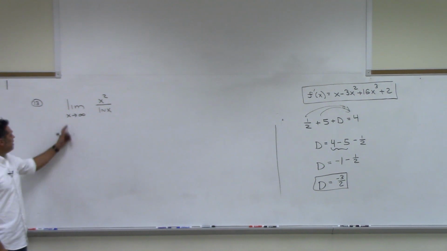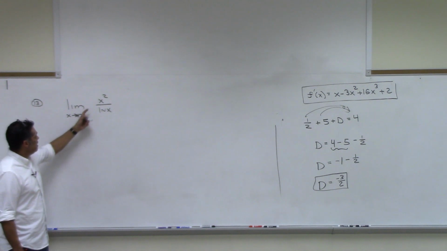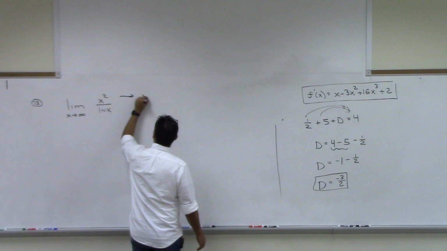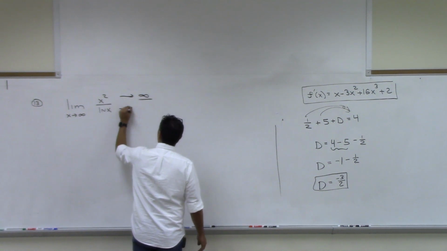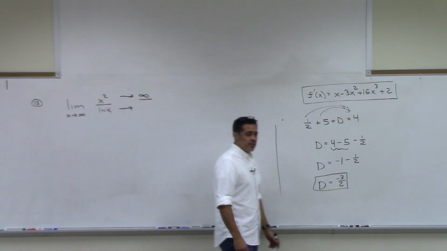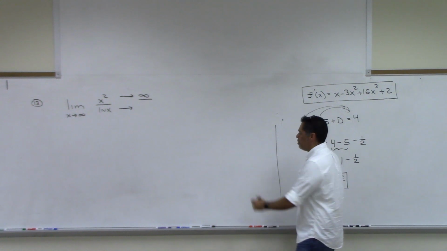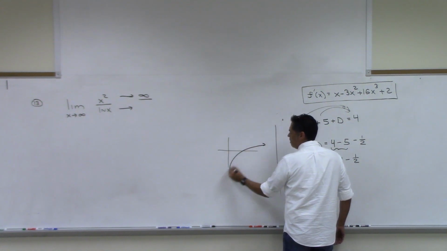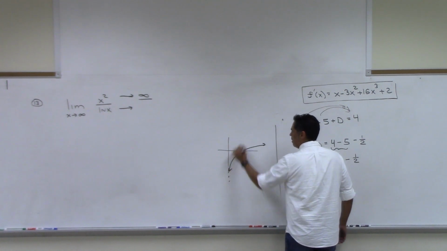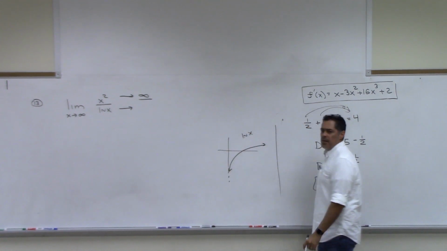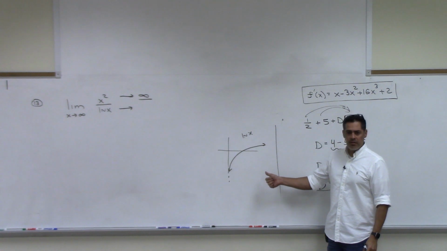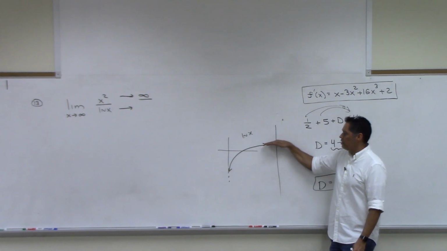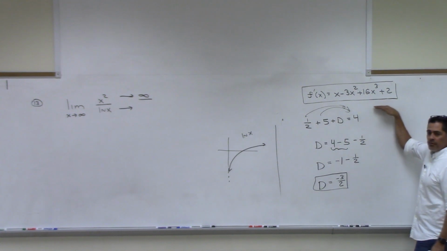So here, when I take this limit, x goes to infinity. On top, x squared goes to infinity. And on the bottom, you have to know what the natural log function does as x goes to infinity, which means you should probably know what the graph of natural log looks like. What's the limit as x goes to infinity of this function? Infinity. As you go out to infinity, the function goes up slowly, up and up forever, right?